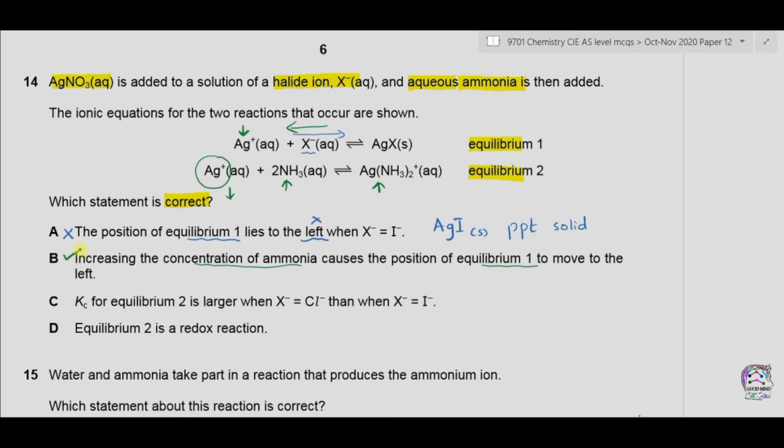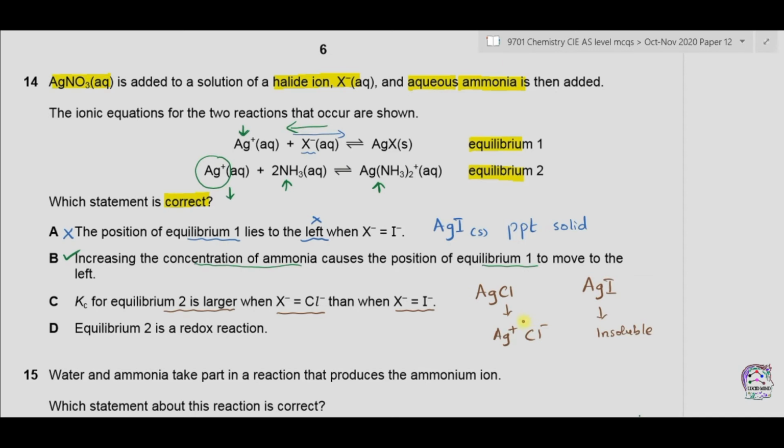So B is correct. C. Kc for equilibrium 2 is larger when X is Cl negative than when X is iodide. When X negative is Cl, then AgCl is formed, which is soluble in aqueous ammonia. So it will convert into ions Ag plus and Cl negative. But when X is iodide, then silver iodide is formed, which is insoluble.